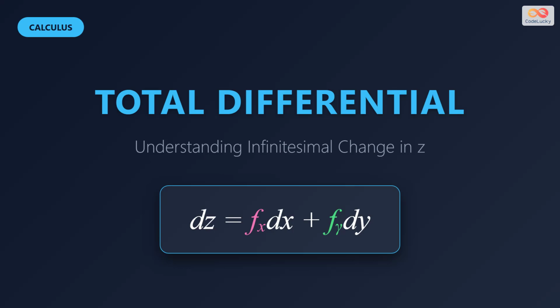Welcome to this lesson on multivariable calculus. Today, we are going to demystify the total differential. You have likely seen this formula before. dz equals f sub x times dx plus f sub y times dy. It looks intimidating, but it is actually a beautiful way to understand how things change in a multidimensional world. Let us break it down step by step.